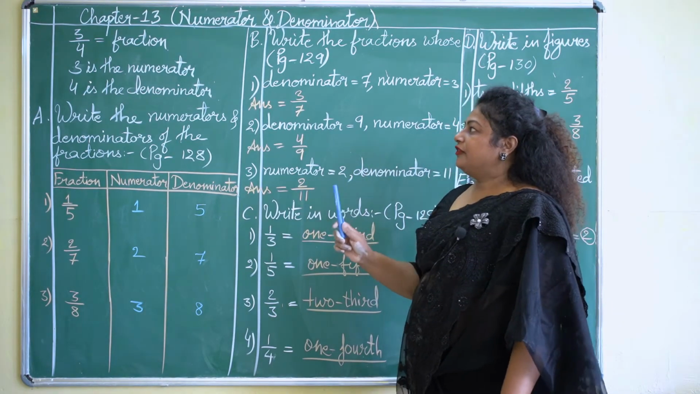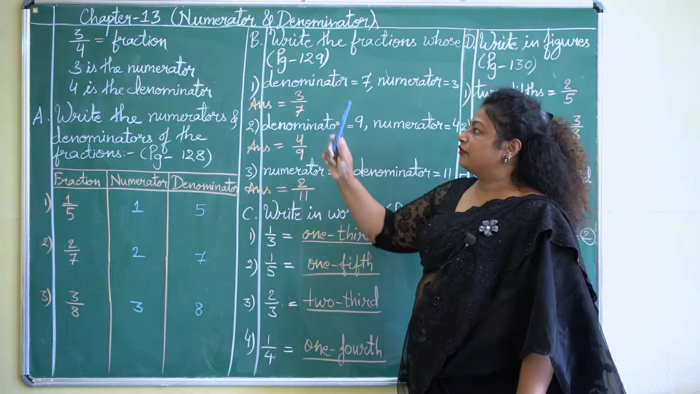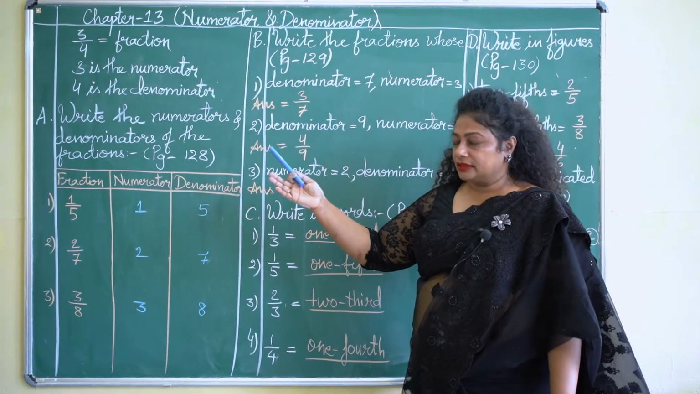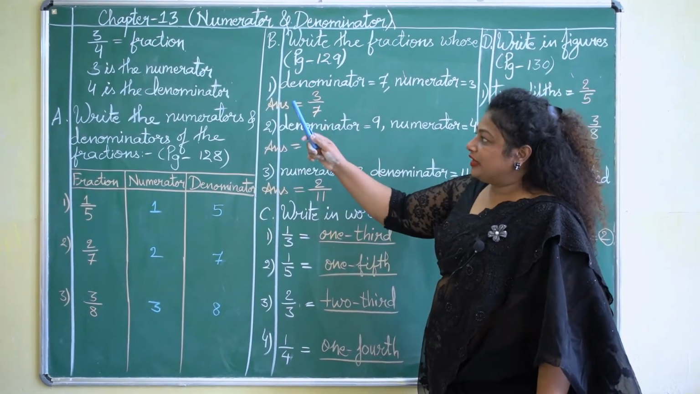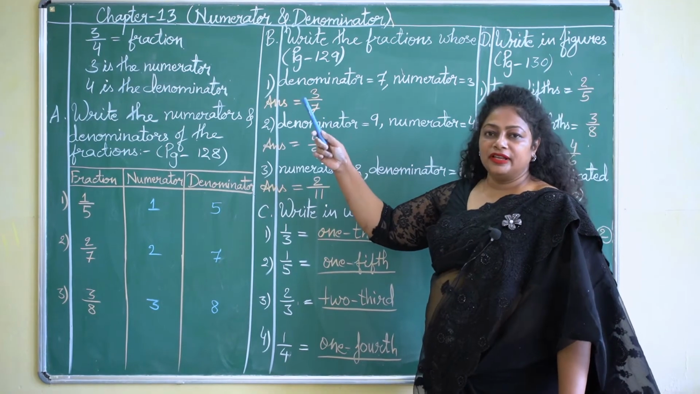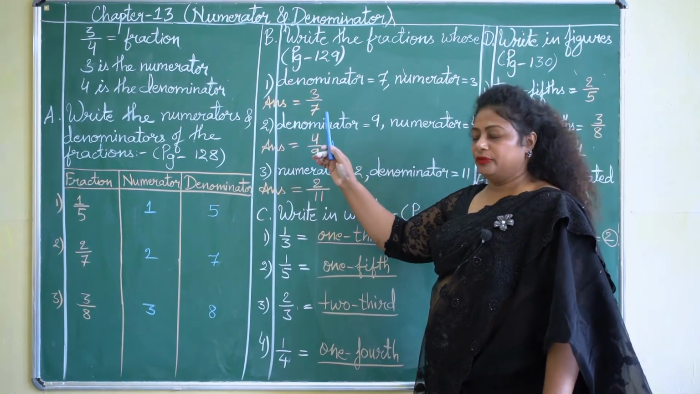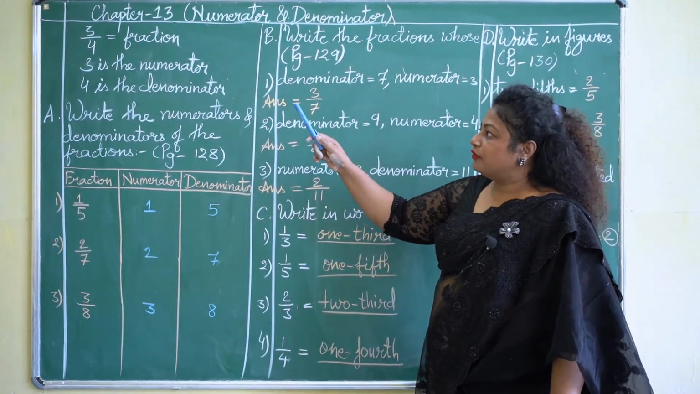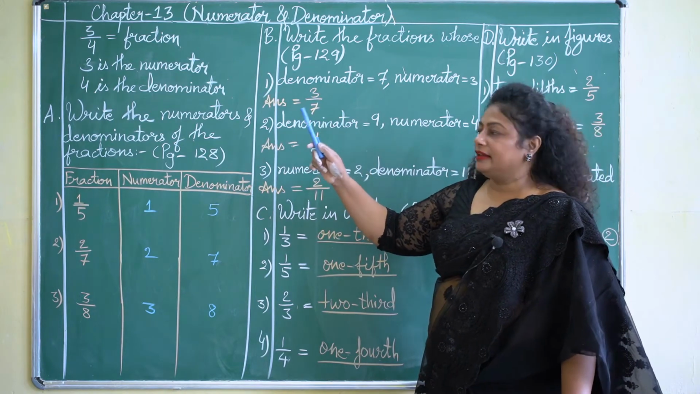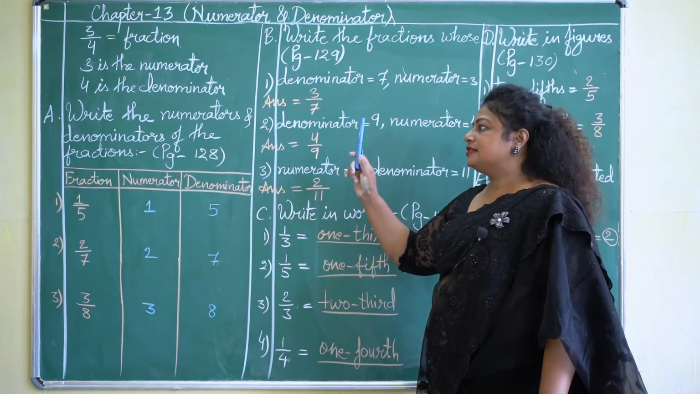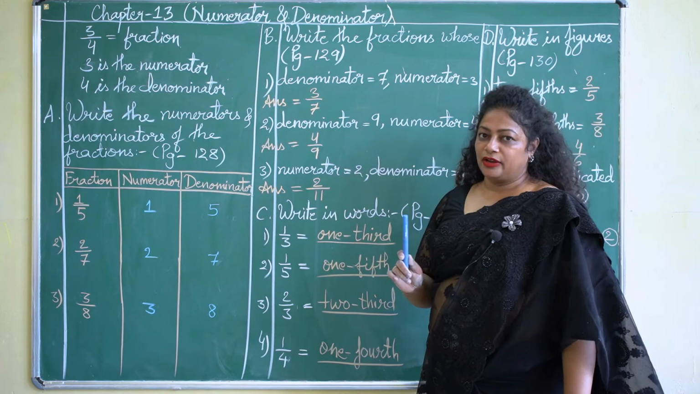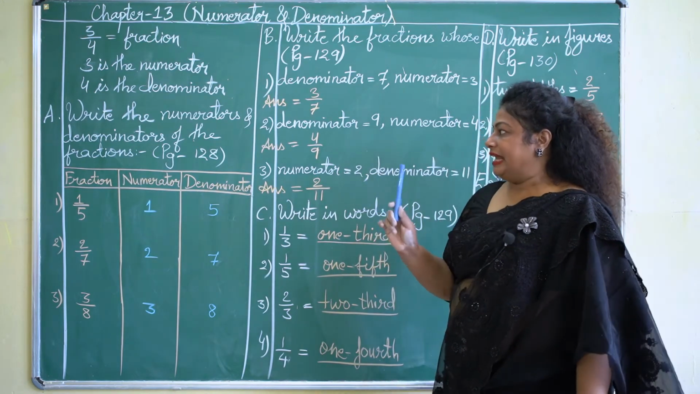Okay, children. If we take an example of 3 by 4, which is a fraction, the 3 which is written above the line is called the numerator, and the 4 which is written below the line is called the denominator. Okay, children, I hope it's clear. Let us start with the exercises.